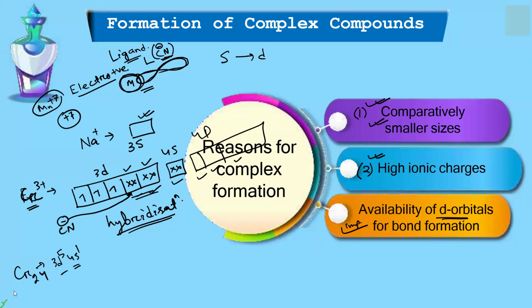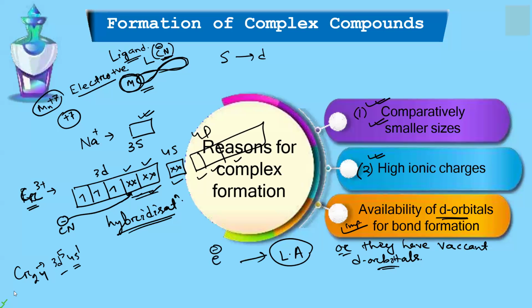Availability of d orbitals for bond formation. They have vacant d orbitals. Okay, vacant d orbitals, they will behave as Lewis acid. Lewis acid, they can accept electron pairs. I am not saying electrons, I am saying electron pairs. They can accept electron pairs.